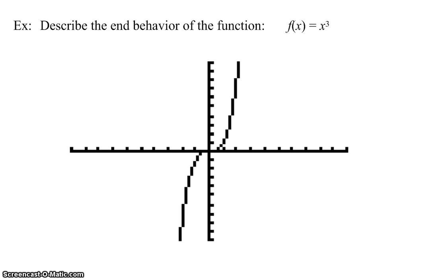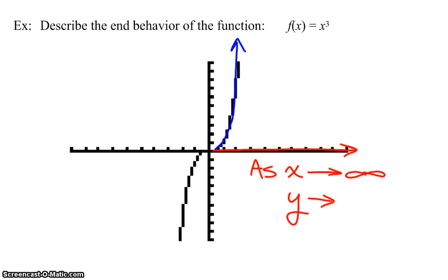The next thing we need to talk about is how you describe the end behavior of a function by looking at the graph. When we're describing end behavior, we're talking about the behavior as x approaches infinity. In other words, the farther we go to the right, what is happening to the physical graph? So on the right side, I would say as x approaches, and notice I use the arrow to indicate approaches, infinity, what is happening to my y values?